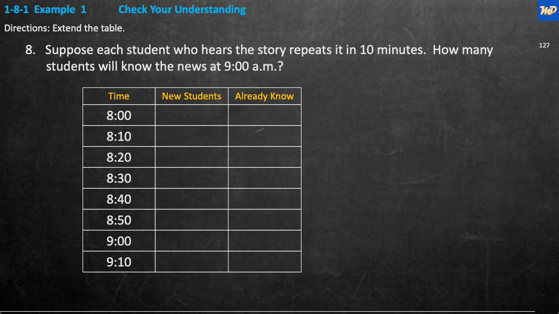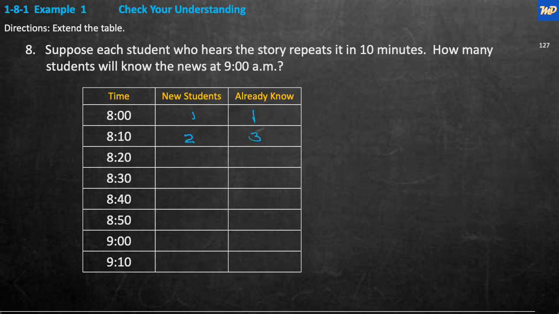So at 8 a.m. in the morning, right here, there's one new student, so already knows, and it's 1 and 1. We start with filling in both blanks. There's one student that knows at 8 a.m. It's the total number that's new, and that's the total number that know. Okay, so at 8:10, we're going to double our number here, the 1. We're going to have 2. Okay, and then 1 plus 2 is 3.